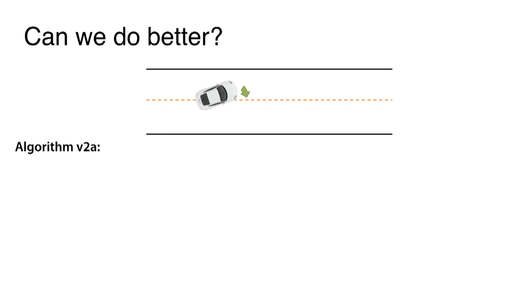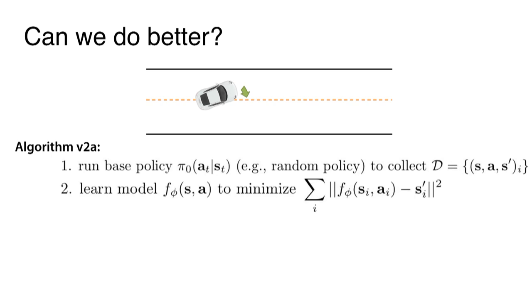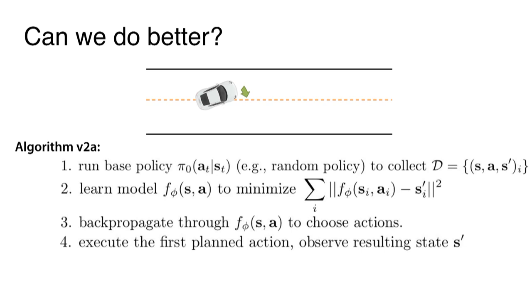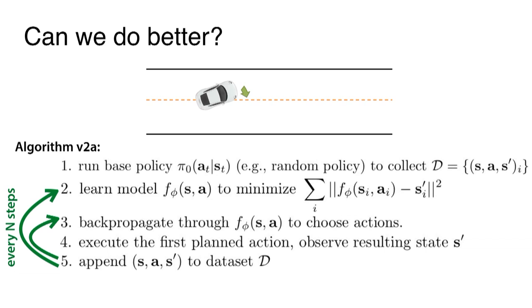What this looks like is we first run our policy, for example, a random policy, fit our model, backpropagate through our model to choose actions, execute the first planned action, observe the resulting state, and then append that to your data set, and then go back to step three on the second state and replan for the actions that you want to take at that next state. And as a result, if you made a mistake, if you visited a state that you didn't think you were going to get to according to your model, you can then replan according to your model and try to get back on track. And then after you've been doing this replanning step, after n steps, you go back and refit your model using the data.